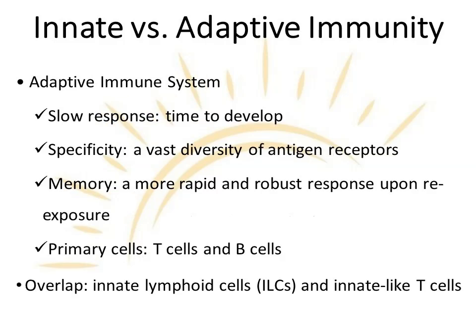Adaptive immune system. Slow response, takes time to develop. Specificity: it uses somatic recombination to generate a vast diversity of antigen receptors. Memory: it creates long-lived, antigen-specific lymphocytes for a more rapid and robust response upon re-exposure. Primary cells, T cells and B cells. Overlap: some cells like innate lymphoid cells, ILCs, and innate-like T cells, have characteristics of both systems.